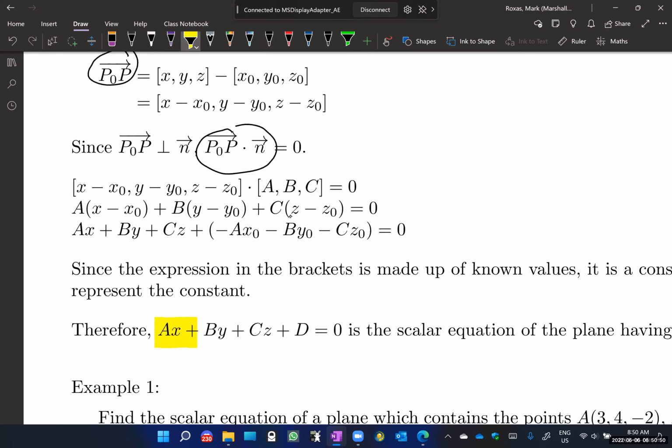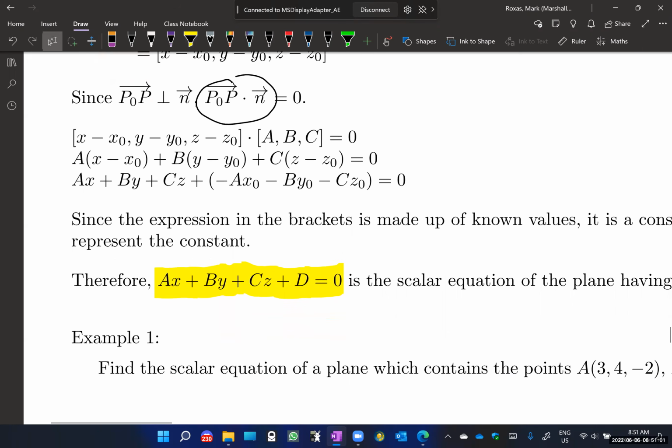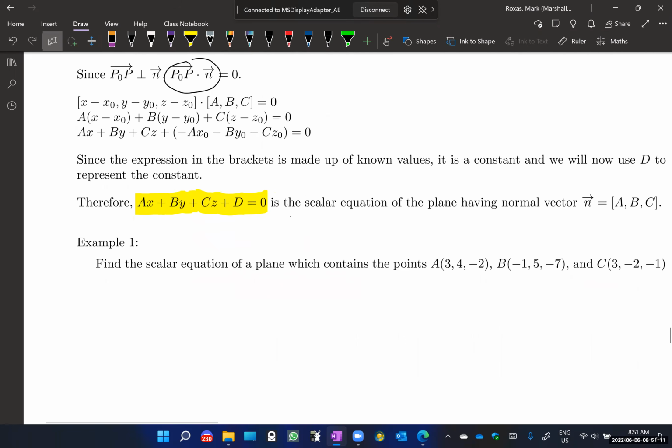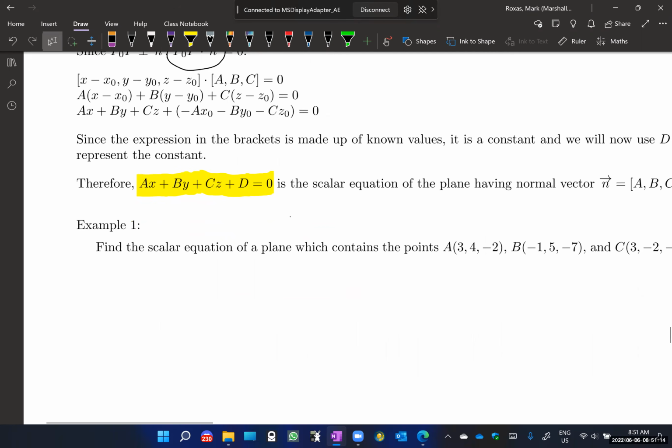The scalar equation of a plane is A times x plus B times y plus C times z plus a constant D equals 0. Okay, so C is no longer that constant. C is the z component of the normal, and D is that constant at the end. This is what defines a plane in terms of scalar equations. So you need that normal vector. That's different from the vector and parametric equations, which did not have the normal vector. They just had the two vectors and a point.